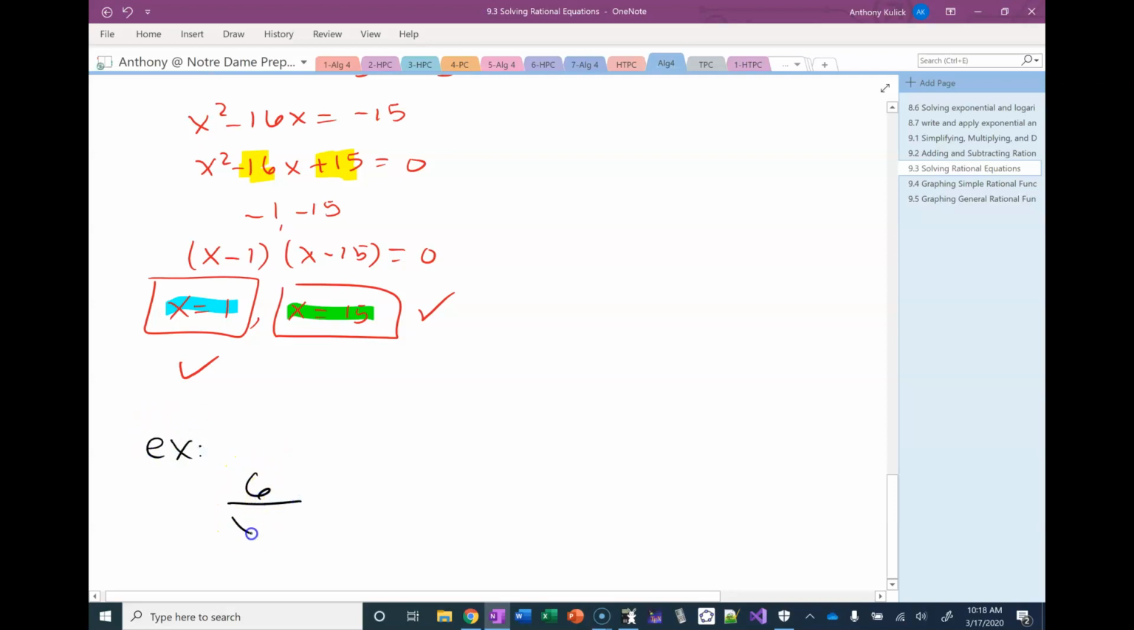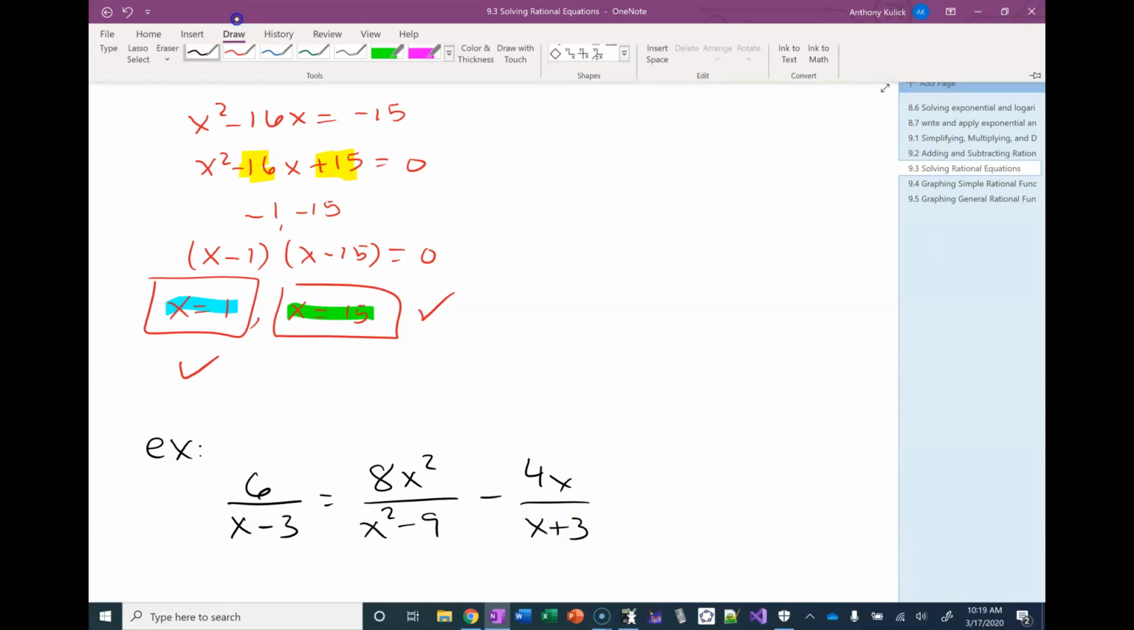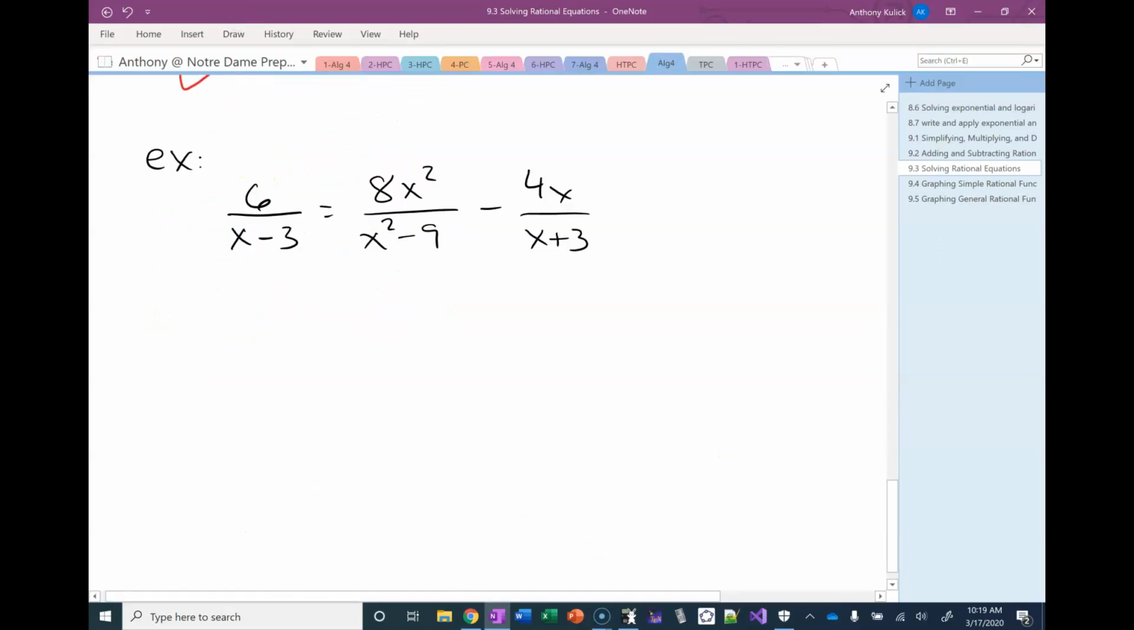So let's say we have 6 over x minus 3 equals 8x squared over x squared minus 9 minus 4x over x plus 3. So the first thing that I'm going to do is look at the denominators and see if I can do any reducing. X minus 3 is prime, x plus 3 is prime, but x squared minus 9 I notice is a difference of 2 squares. So that can factor to x minus 3 times x plus 3. So I'm just going to write the factored form underneath it.